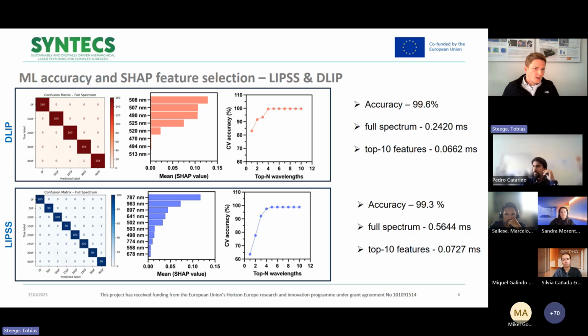Which means you can do your texturing, and then without moving the piece, you can do a spectroscopy, and then know if this texture was done in focus or out of focus. And even for those algorithms, you can say how far it was out of focus. And this means you can control your process and redo the process or do it with different laser powers.